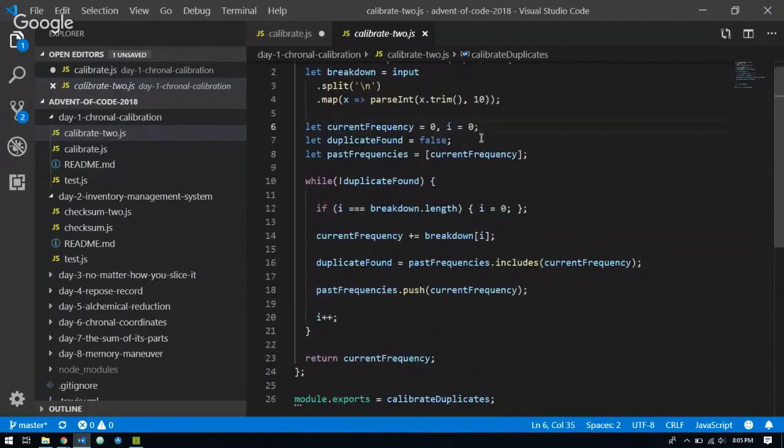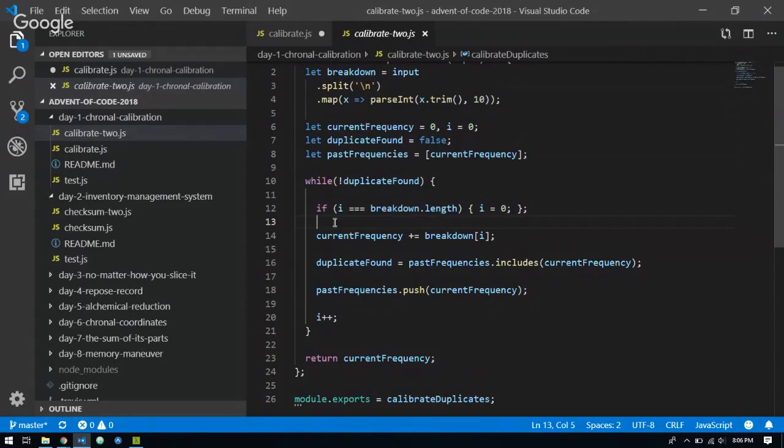Let's see what I did here. So I have current frequency and a counter I set to 0. I have a duplicate found here, which I'm assuming is what I was using as my flag. So pretty much as I'm going through, this would be my flag to tell me to stop because I have found that second occurrence. And I have in past frequencies, things that I have already gone through. So I used a while loop in this sense, and I said, while I have not found this duplicate, while I have not seen this second occurrence of a specific frequency, do what I'm about to do in here.